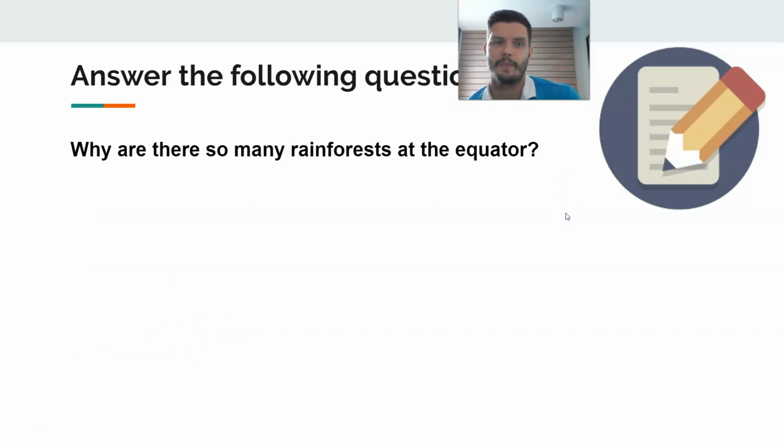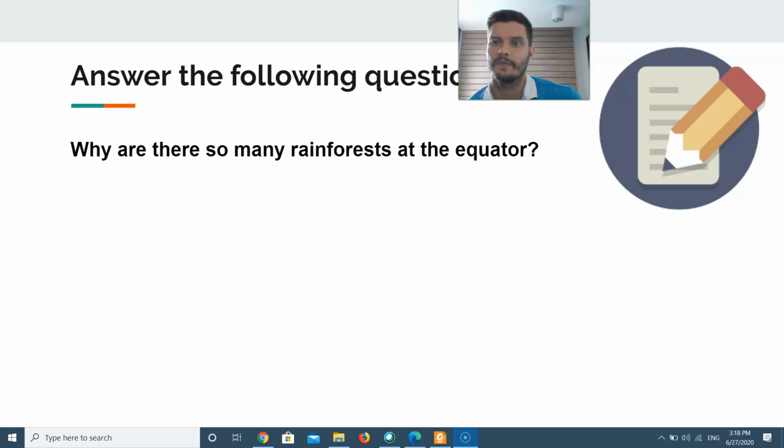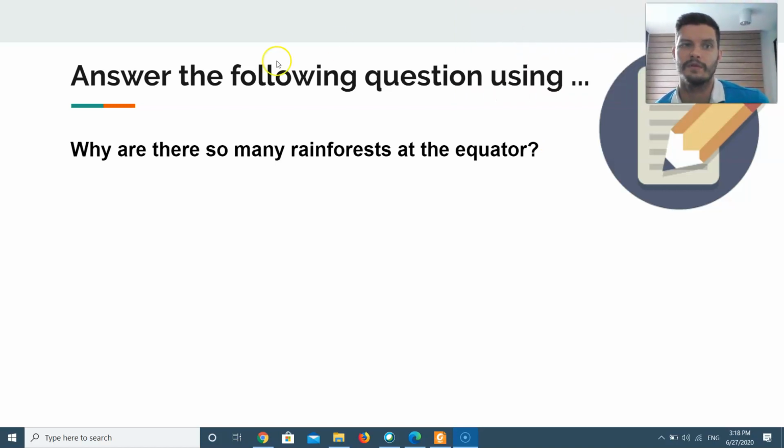All right, so let's try an example of this. Answer the following question using either RACE or RAD writing. You have to decide whether this is an open or closed-ended question and whether you're going to use RACE or RAD writing. Why are there so many rainforests at the equator? Well, this is not a question where you're going to give your opinion, but it's a closed-ended question. There is one definitive answer to this question.